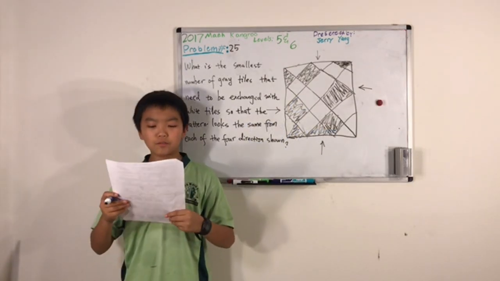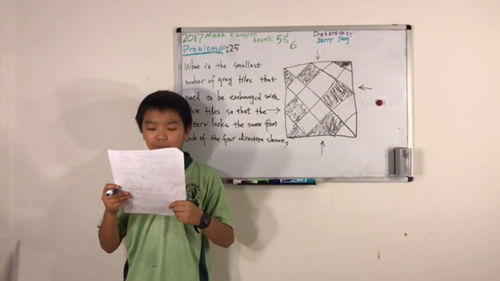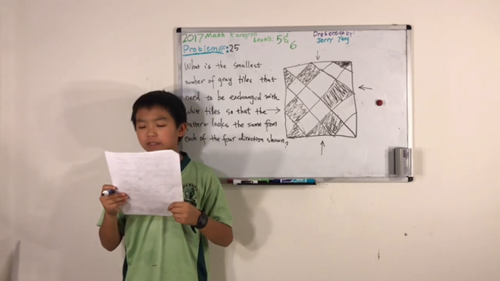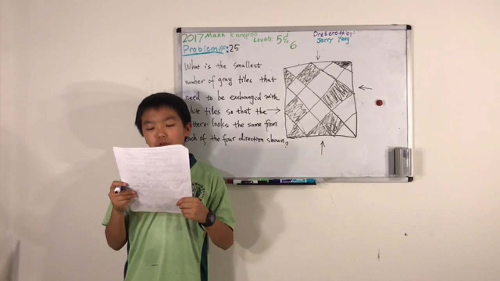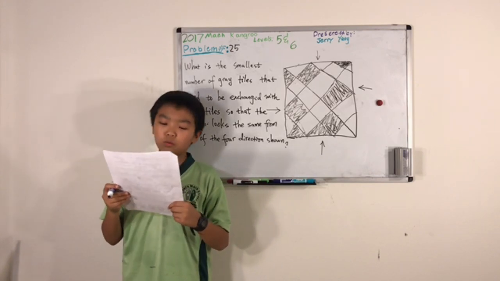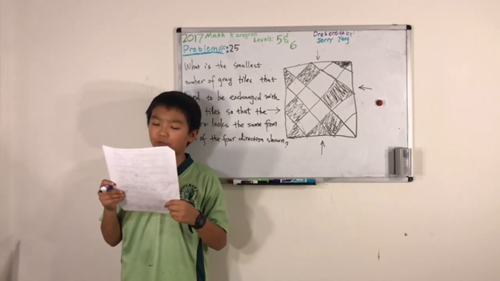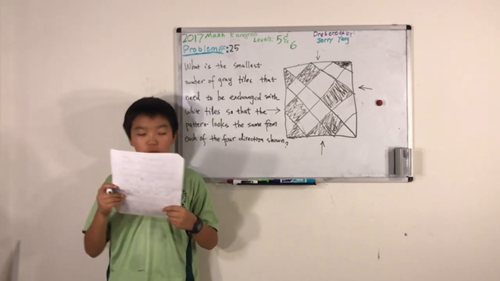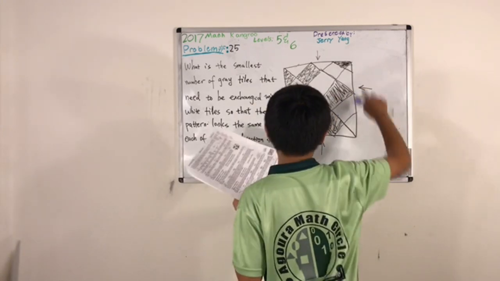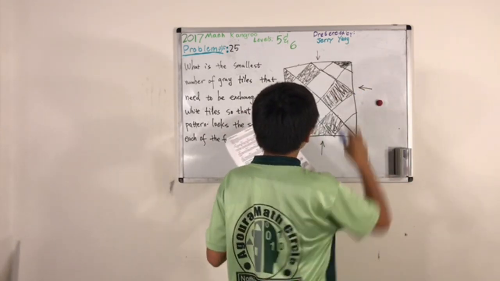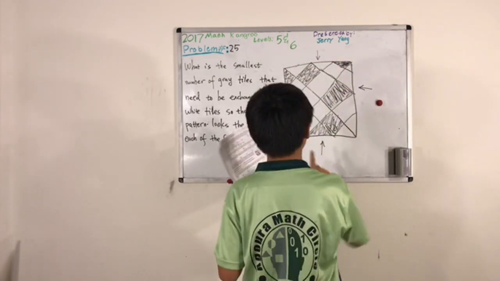Problem 25. The square floor in the picture is covered by triangular and square tiles in gray or white. What is the smallest number of gray tiles that need to be exchanged with white tiles so that the pattern looks the same from each of the 4 directions shown? So these are the 4 directions that are shown, which is basically every single side. Like this way, this way, this way, and this way.